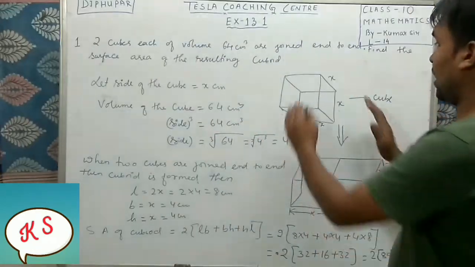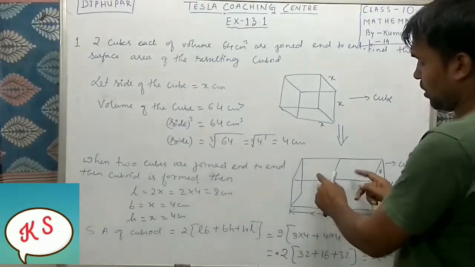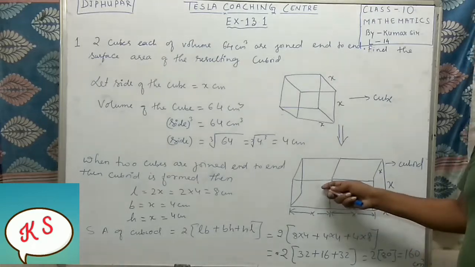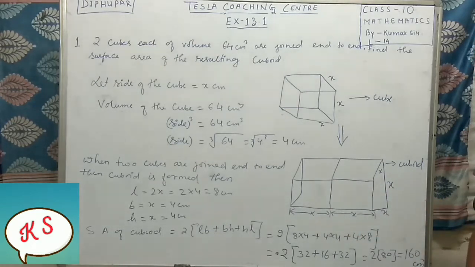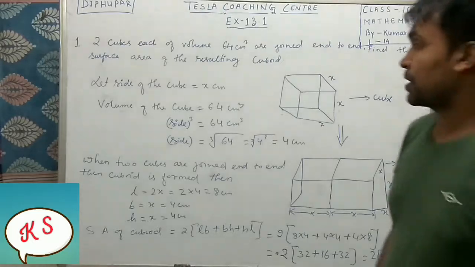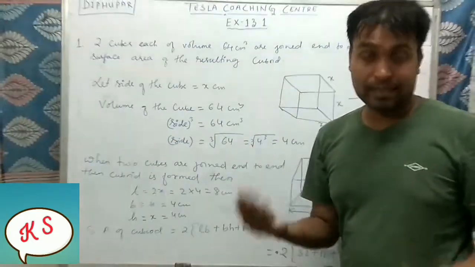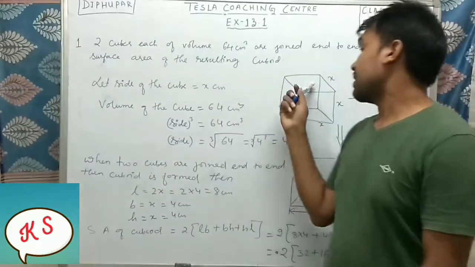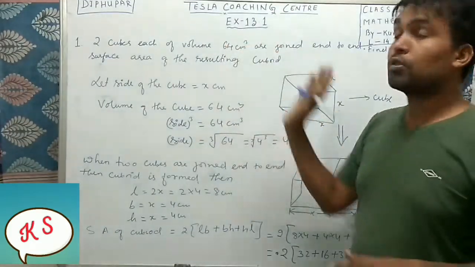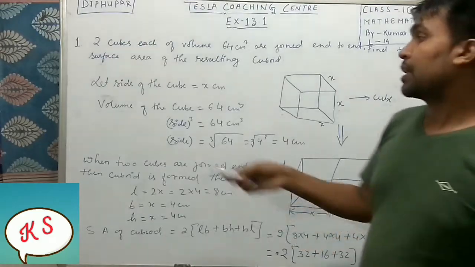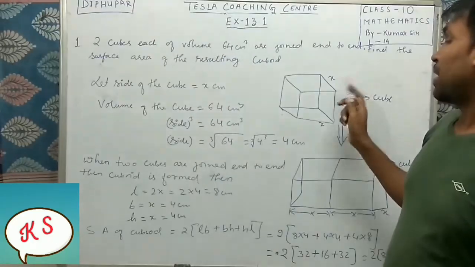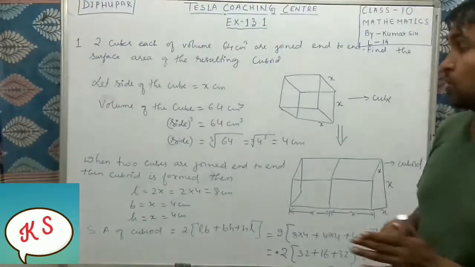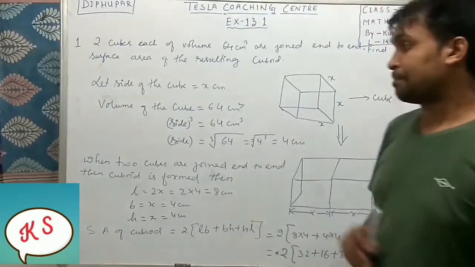Whatever you got after joining the two cubes, this structure is nothing but a cuboid. So they are telling us to find out the surface area of this cuboid. I hope you understood the question. Now what consideration are we going to make? The side is not given, only the volume is given. So let the side of the cube be equal to x centimeters. As you know, all the sides of a cube are equal, so we have considered it x centimeter.